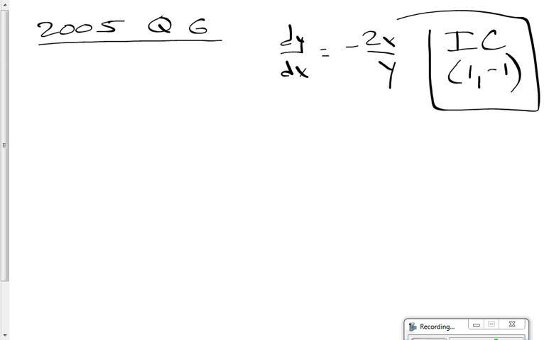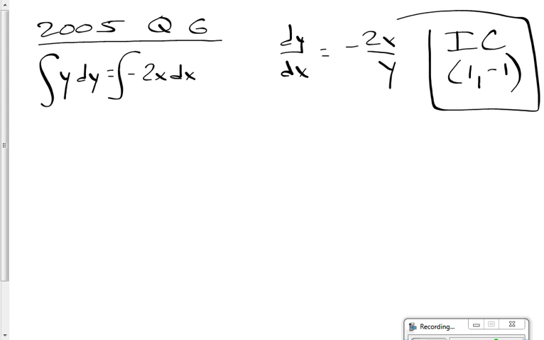Okay? So, first of all, can we separate the variables? The answer on all the FRQs is going to be yes. You can separate the variables because they're not going to give you one you can't. So, cross products is a good way to go here. Let's do the y's on the left, though. This is y dy equals negative 2x dx. That's your first step, is to separate.